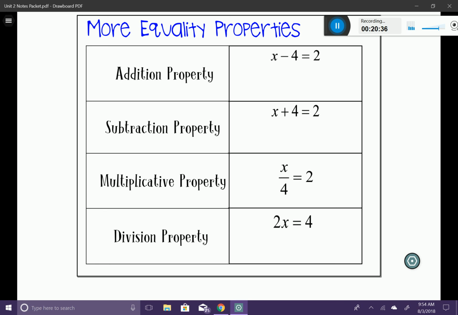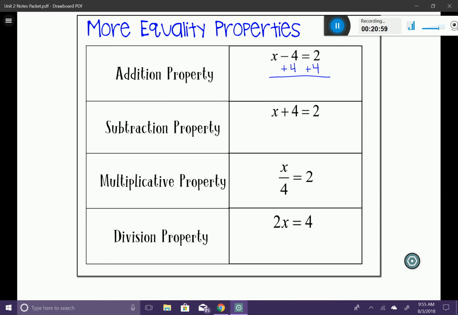This is called the addition property of equality. So let's say that I have this one-step equation here over on the right. To solve for that variable x, I would need to eliminate the number next to it. And the way that I would eliminate it is I would add 4 to both sides. By adding 4 to both sides, that right there is the addition property.